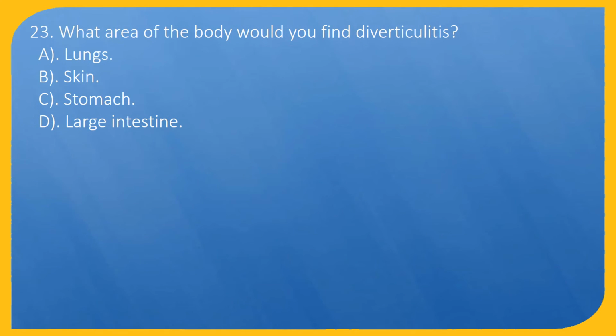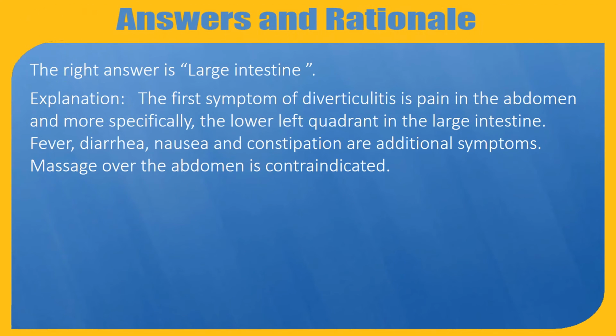Question 23. What area of the body would you find diverticulitis? A. Lungs. B. Skin. C. Stomach. D. Large intestine. The right answer is large intestine.